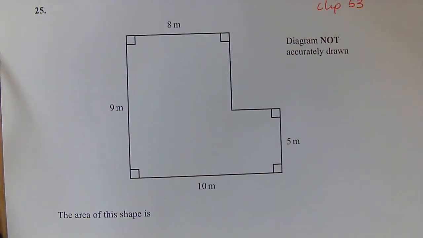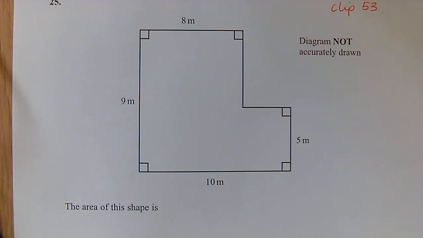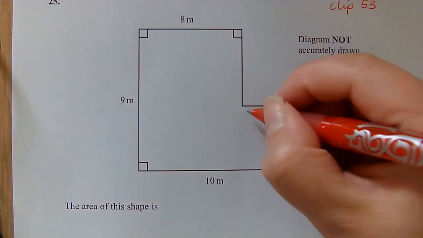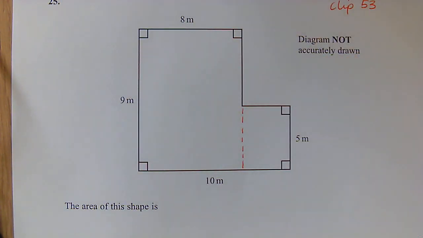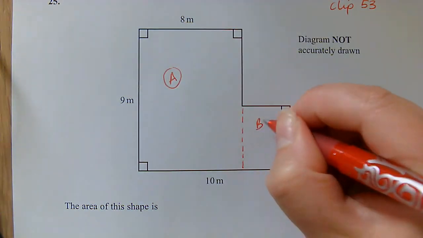And then finally, question 25, we're looking at the area of this shape. So this is a compound shape, so what we need to do is split it up into 2 rectangles. What I'm going to do is I'm going to split my 2 rectangles here. I'm going to label this one A, this one B.